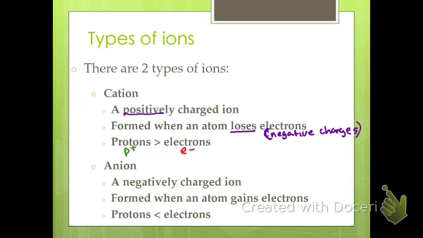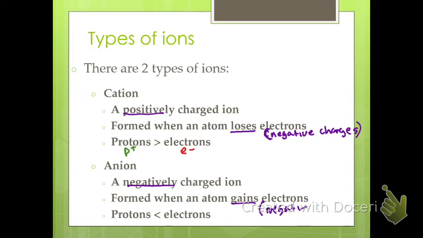positive charge, okay? Now, anions are negatively charged ions, and they are formed when an atom gains electrons. Again, this can be really confusing for students. We gain, people think, oh, gain, positive, plus, addition, right? But we're not gaining in a positive sense, we're gaining more negative charges.